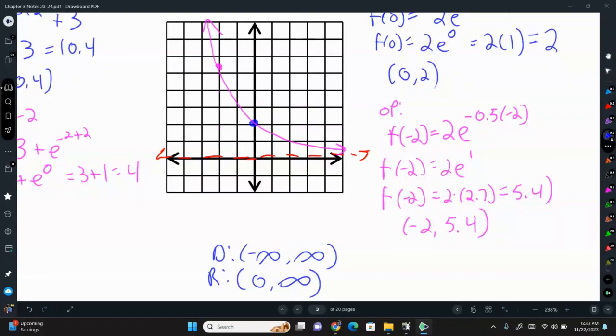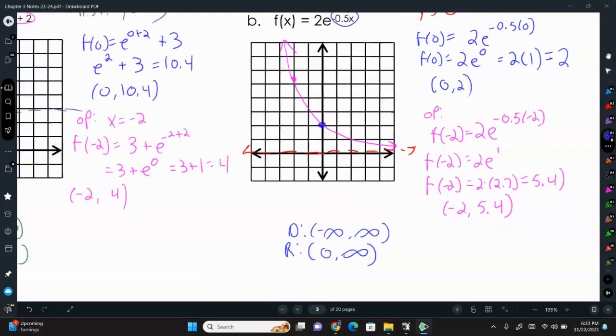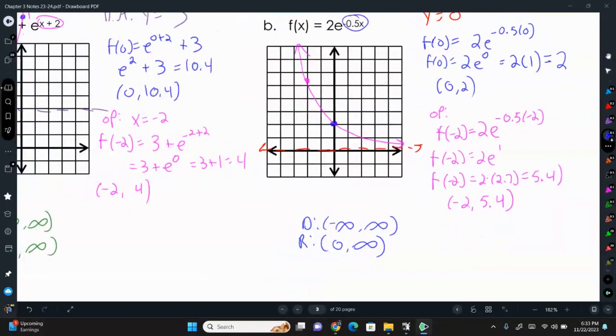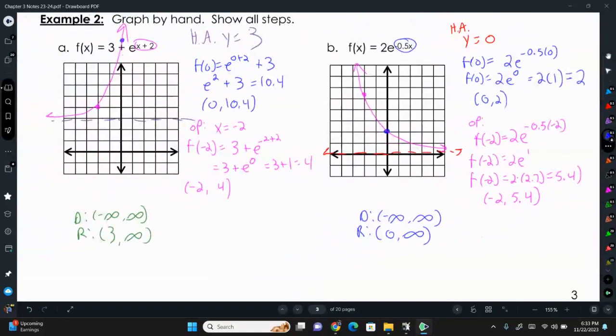So to be able to graph these functions, you really need to be able to use your properties of exponents, knowing that anything to the 0 power is 1, and that if we raise anything to the first power, we just get that value back.